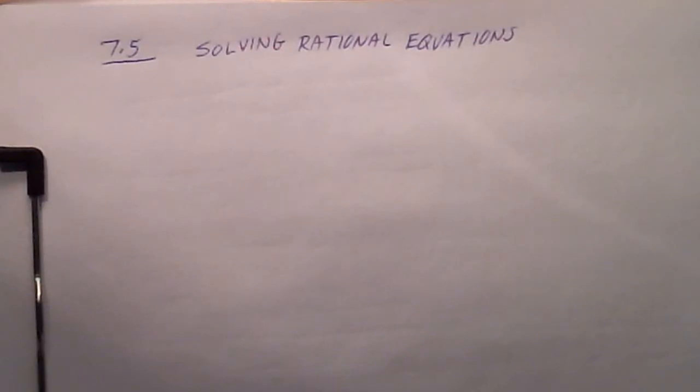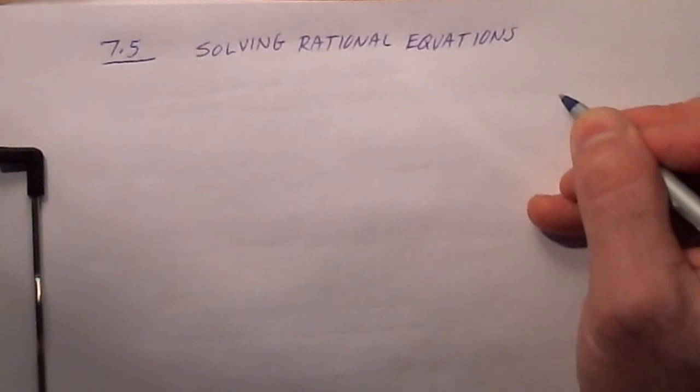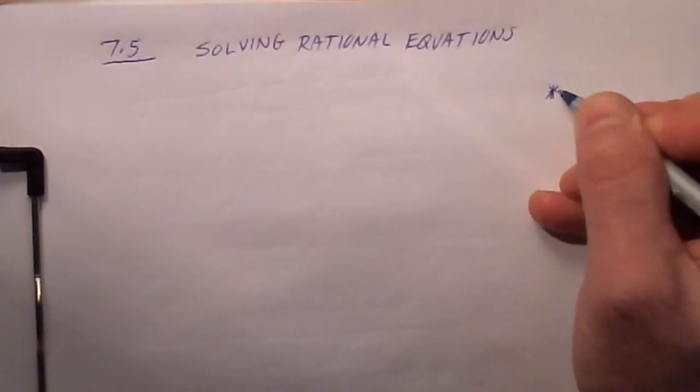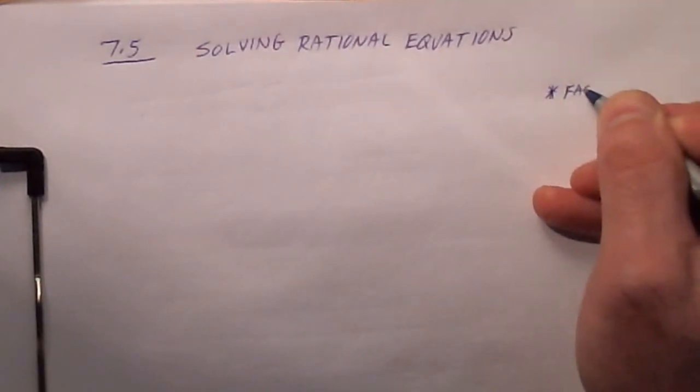Okay, ladies and gentlemen, back. Section 7.5 is solving rational equations. And the steps to solving rational equations, first of all, we have to factor all denominators.